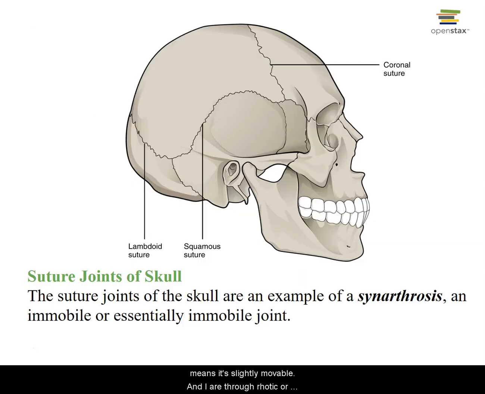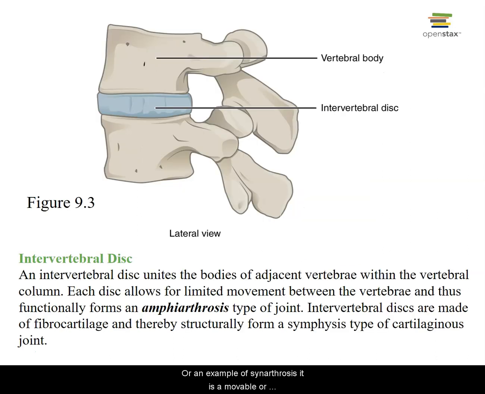The suture lines in the skull are synarthrotic, an example of synarthrosis. It is an immovable or essentially immovable joint. The intervertebral discs, joining two vertebrae together, move oh so slightly. The full range of motion of your spine is basically due to slight movement between two vertebrae, and that is called amphiarthrosis or amphiarthrotic joints.